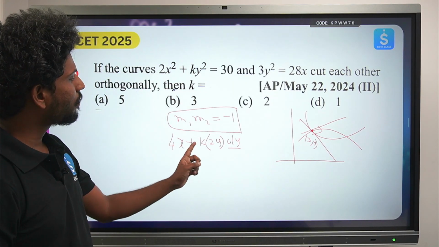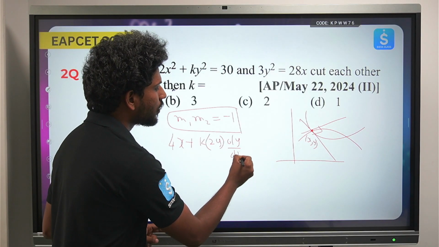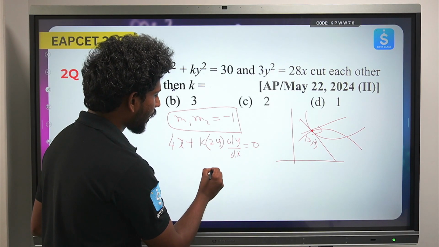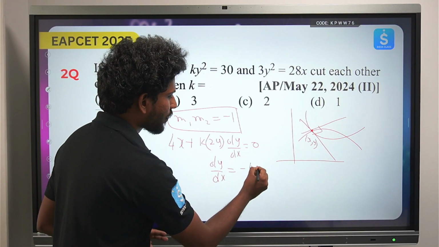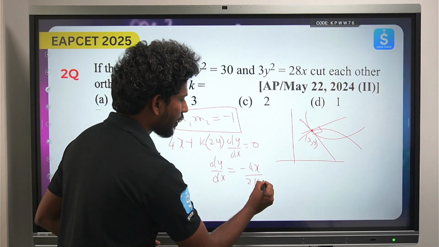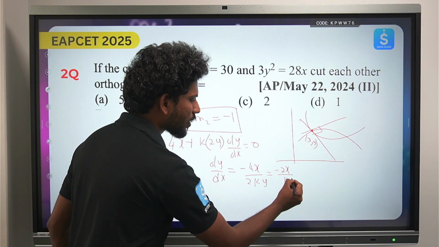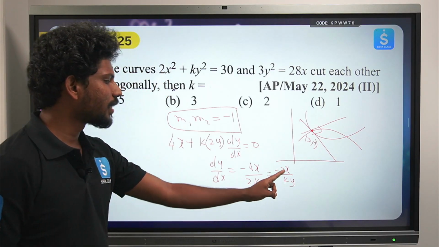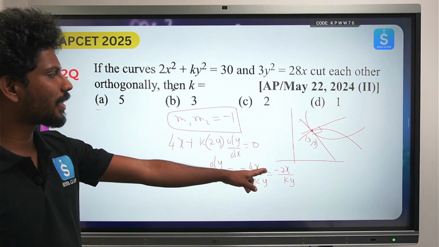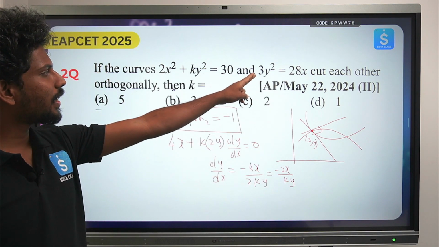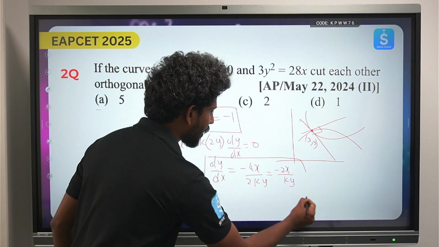So 4x plus 2k into 2y into dy by dx equals to 0. So from here I can write dy by dx is equals to minus 4x by 2ky. So from here I can write it as minus 2x by ky, minus 2x by ky. So this is the first thing. So we have dy by dx is equals to minus 2x by ky. What is the second thing you have from the second equation? So this is the first equation you have. So just keep this aside.